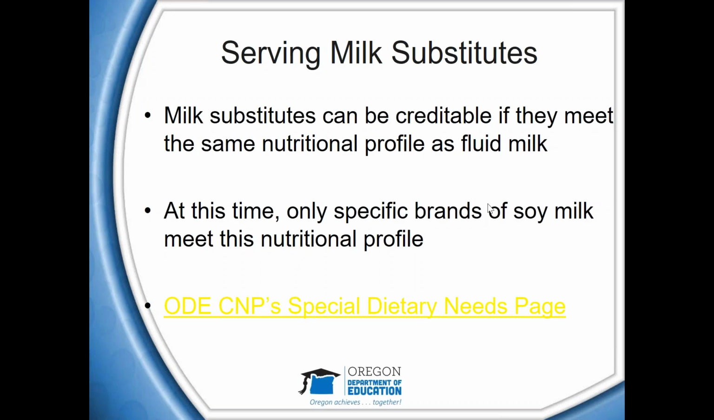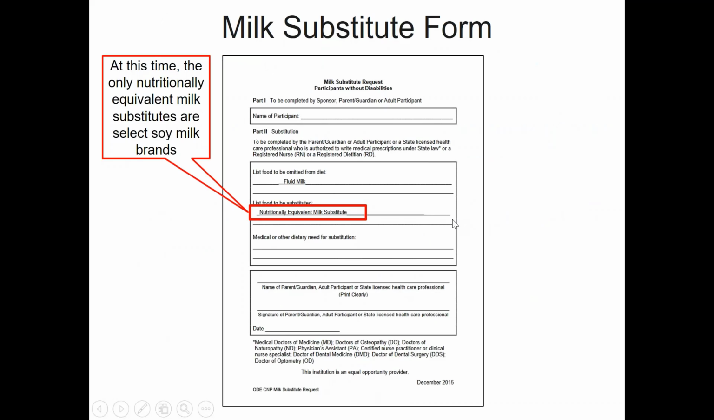So when you serve a nutritionally equivalent milk, for example, you might serve Silk Original Soy Milk, you can provide the milk substitute request form to the parent or guardian to complete. The parent or guardian, or a healthcare professional, can sign and date the form and return it to you. Remember that this form will only be applicable for select soy milk brands that are nutritionally equivalent to cow's milk. These are the non-dairy beverages that were listed on the website we saw earlier.